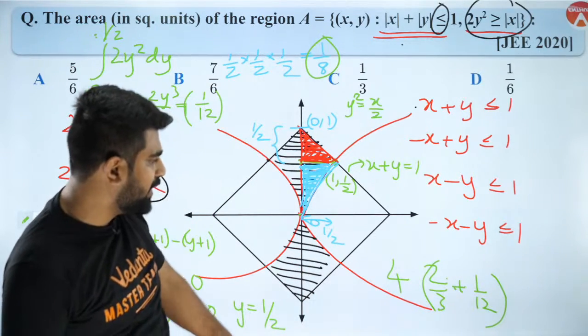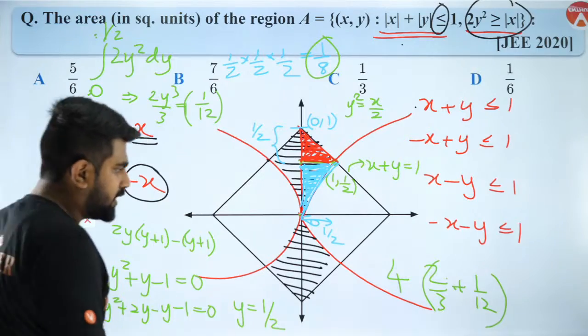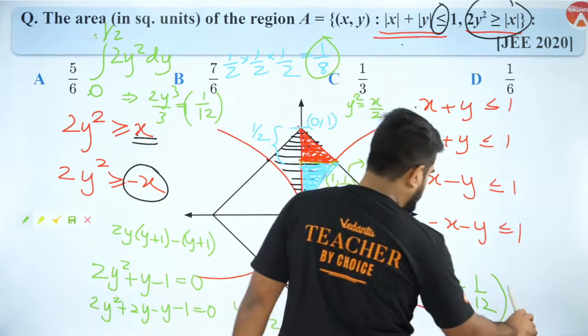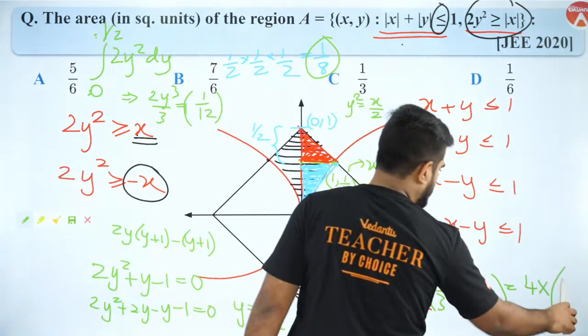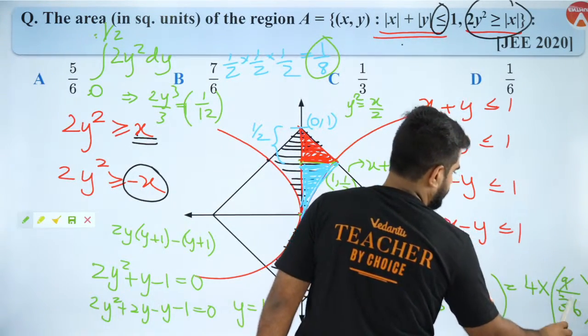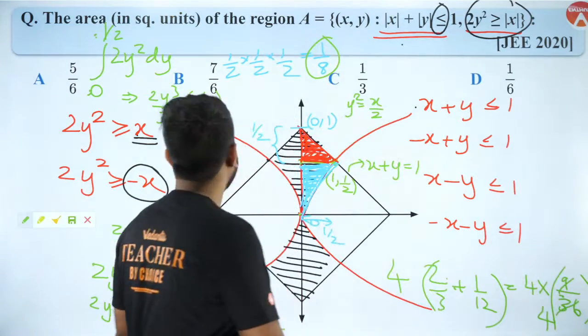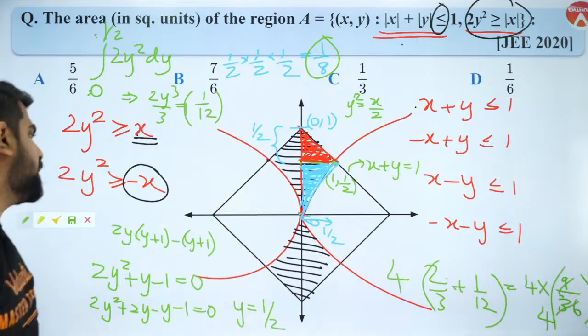Now I think you guys can complete it and check whether you are getting the answer. So if you do it, what will you get? 4 into, you will get into 4, 8 plus 1, 9. 9 by 36. So 1 by 4. Why am I getting a weird value? Can you guys get the answer? Check whether I have made some error.